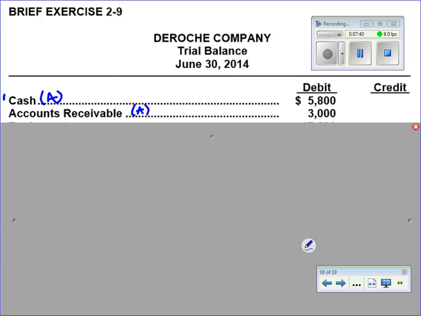Also an asset. Why do they both have a debit listing? Why are we listing their $5,800 and $3,000 balance in the debit column? Tell me about assets. They have a normal debit balance, and that's the increase side.